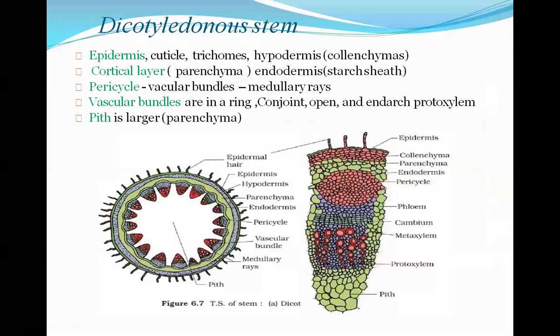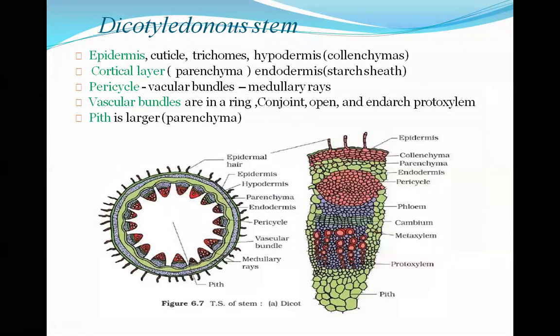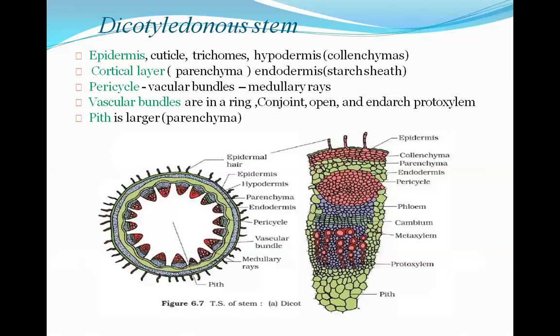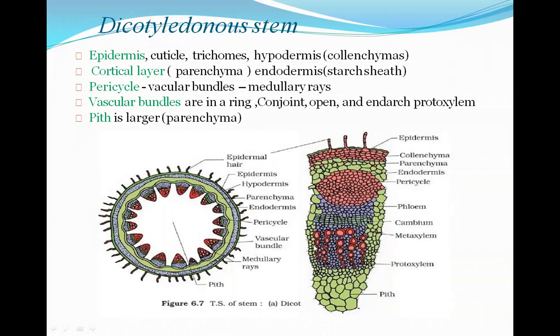The next thing we are going to see is the anatomy of the dicot stem, right? So what type of stem is observed in dicot plants and what type of stem is observed in monocot plants. First we are going to see the dicotyledonous stem, right? In this also the first layer present is the epidermis, right? I have told you about the cuticle.